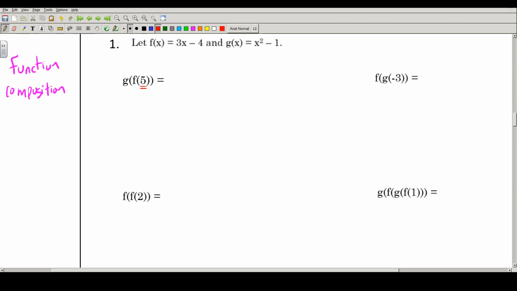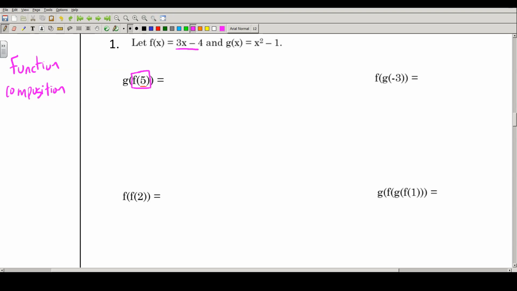So 5 is going to be our input, and we're going to take that input and plug it into the function to the left of it. So we're basically trying to figure out what is f of 5? What if I take 5 and plug it into f? We're going to ignore this g right now because we're not there yet. We're going to work from the innermost parentheses and then work our way out. So first I'm going to figure out what f of 5 is.